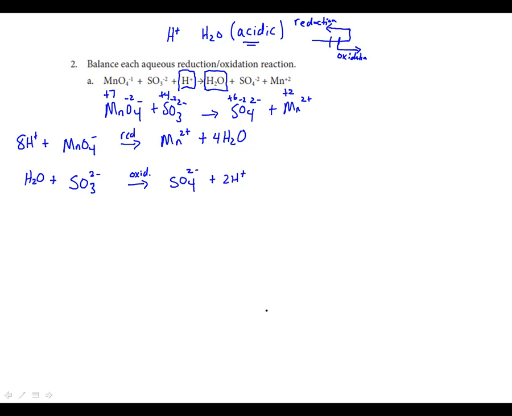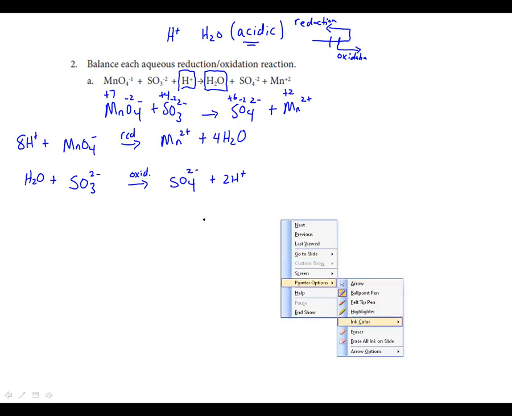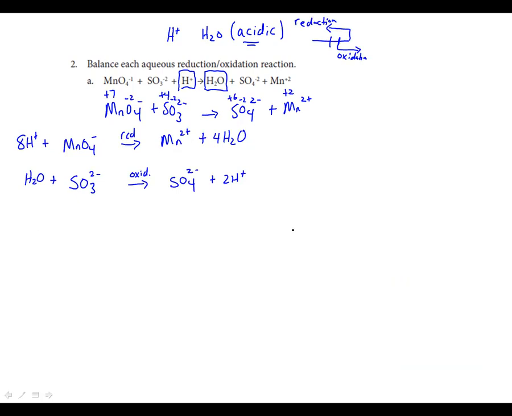Now that we have balanced both the oxygen and the hydrogen, we want to balance the charge by adding electrons. The overall charge on the left side is plus 7, and on the right it is plus 2. That means we add 5 electrons to the left side. For the second half reaction, the charge on the left is minus 2 and the charge on the right is 0, so we add 2 electrons to the right side.